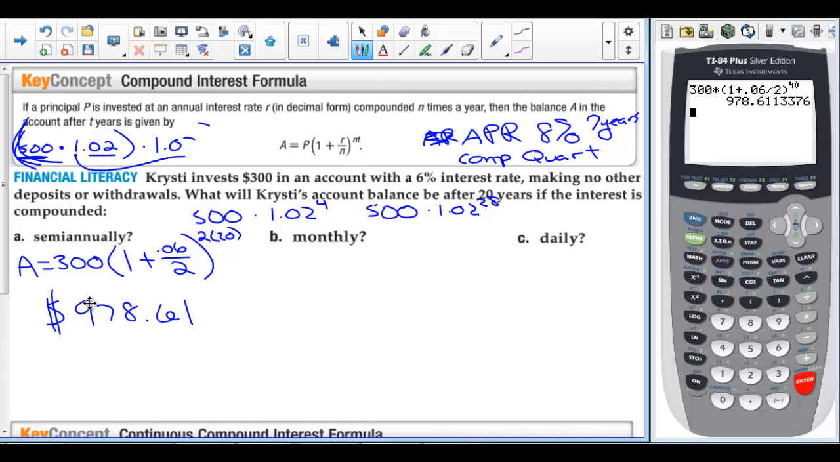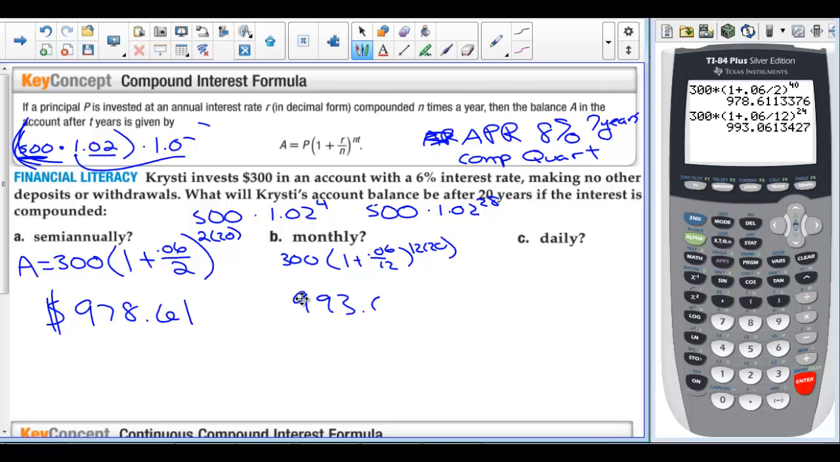But then monthly, 300 times 1 plus 0.06 over 12, 12 times 20. You can go second entry. Enter will bring up what you just did. I don't know if you know that little trick. And so now I can go over, change this to 240. And I need this to change to 12, since this is monthly. So I need insert, not delete. Insert 1, 2. Boom.